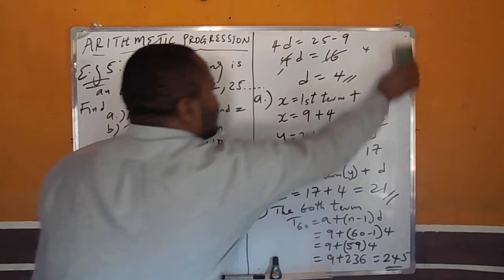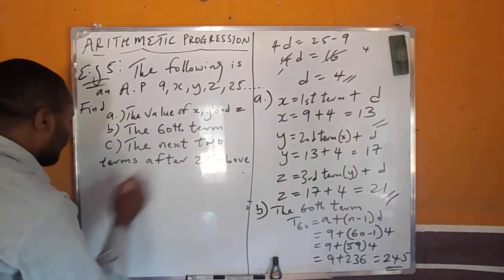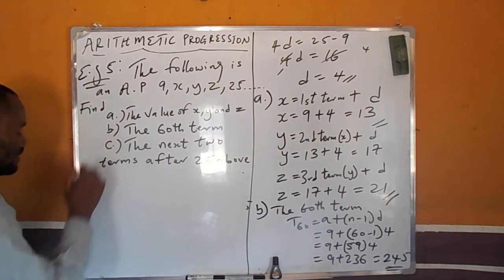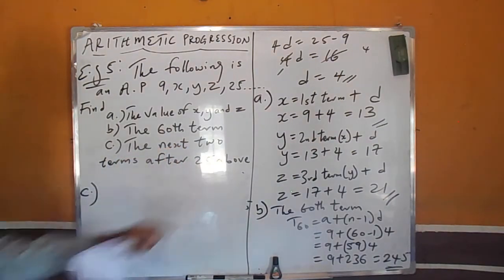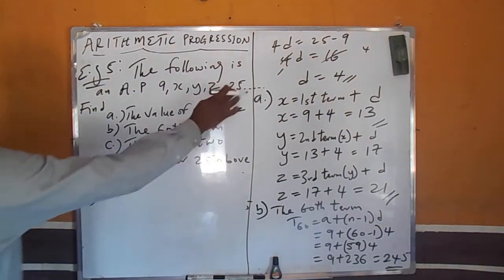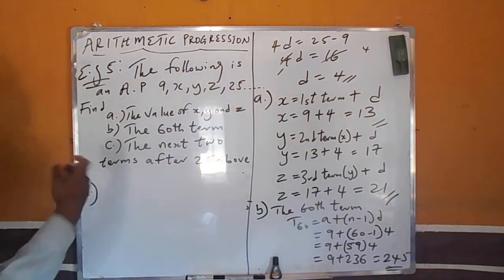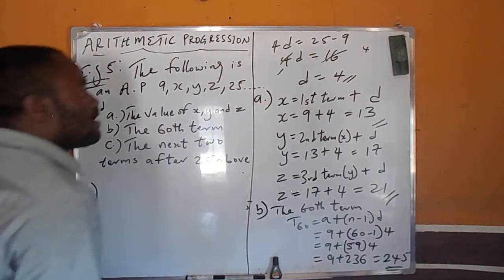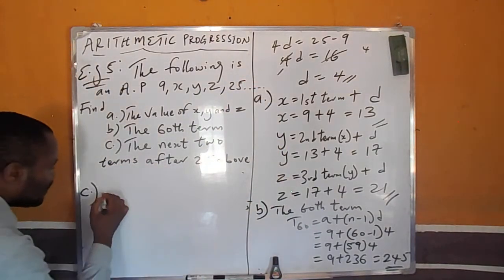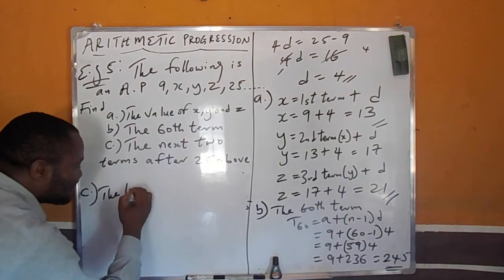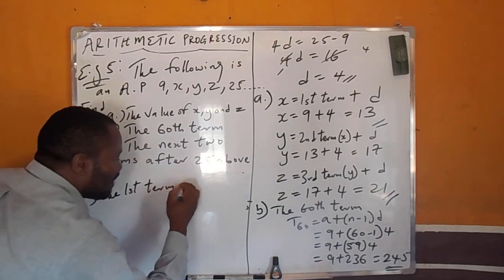The next two terms after 45. So we now say C, sorry, I said D. C, the next two terms after 25. This is 25. The next two terms after 25. Okay.